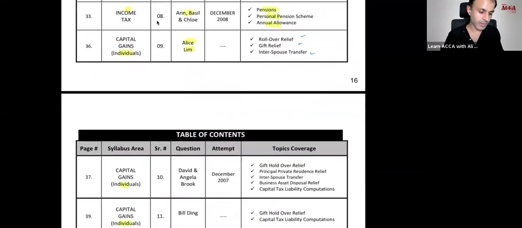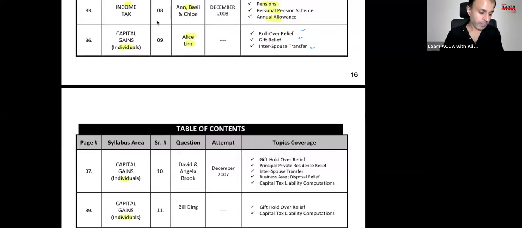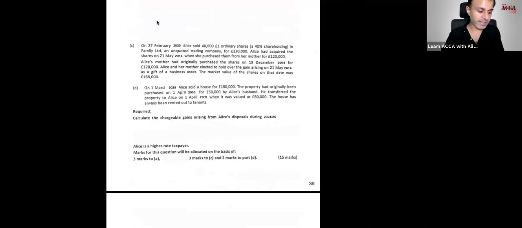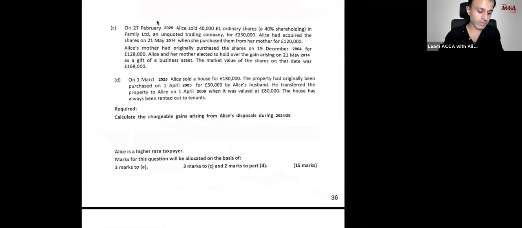Alice Lim, page 36. This one. This question has been adapted according to the Finance Act 2024. They want us to calculate the chargeable gains arising from Alice's disposals during the tax year 24-25. Alice is a higher rate taxpayer.